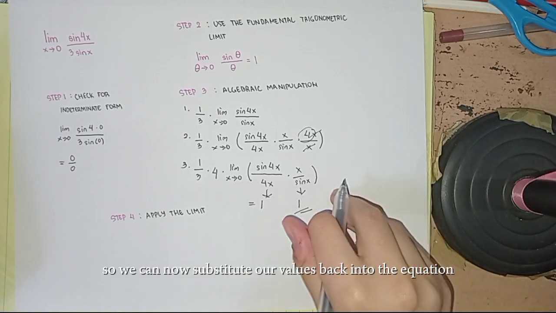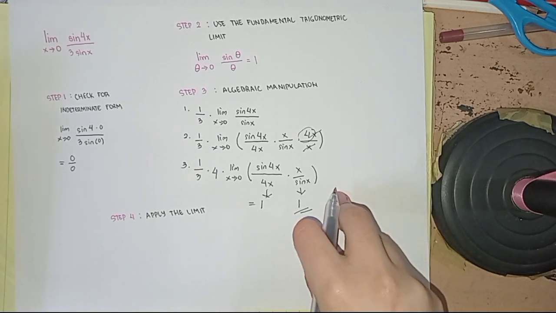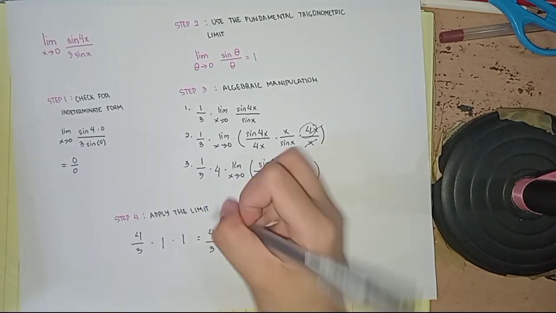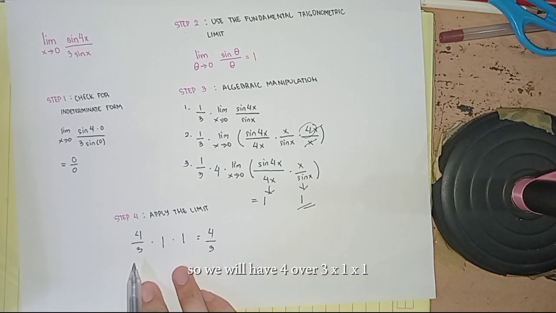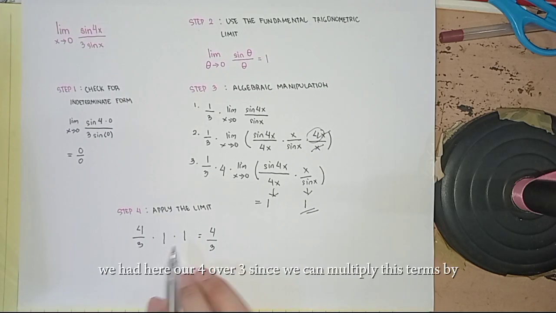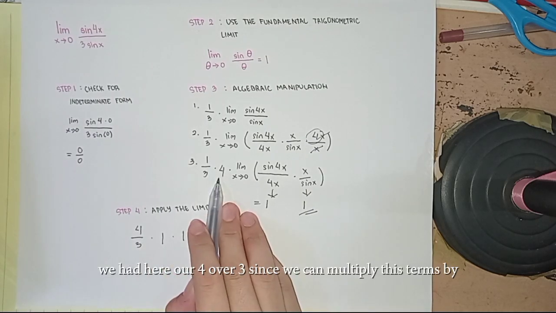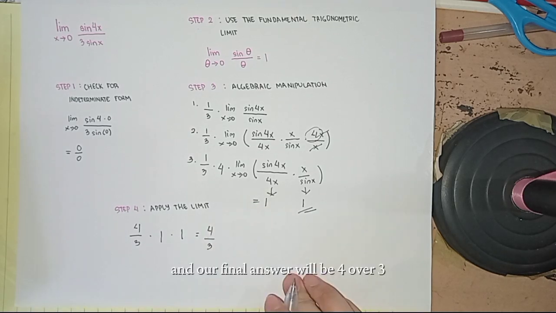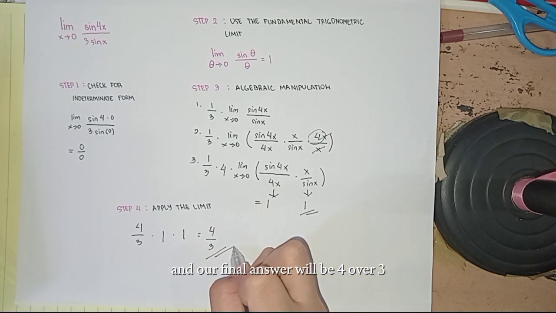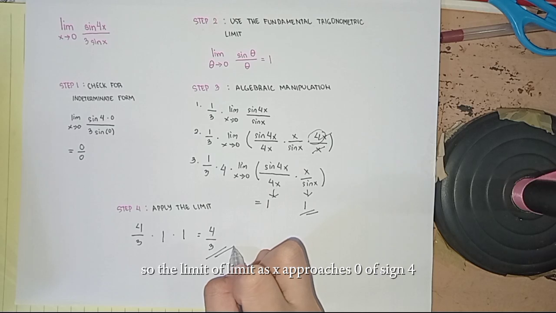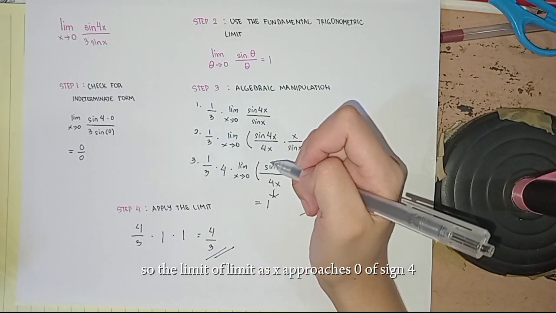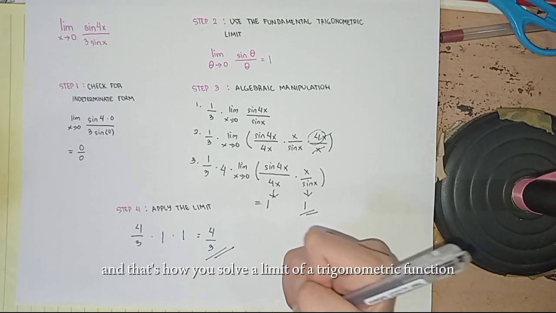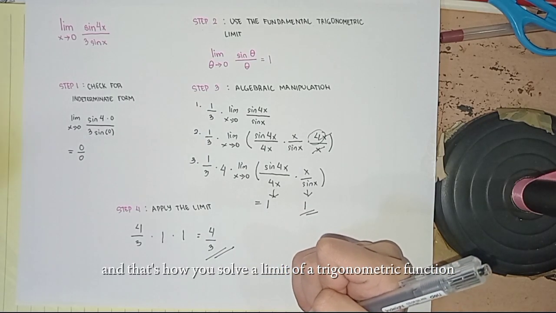So we can now substitute our values back into the equation. We will have 4 over 3 times 1 times 1. We have here our 4 over 3, since we can multiply these terms by just itself. And our final answer will be 4 over 3. So the limit as x approaches 0 of sine 4x over 3 sine x is 4 over 3. And that's how you solve a limit of a trigonometric function.